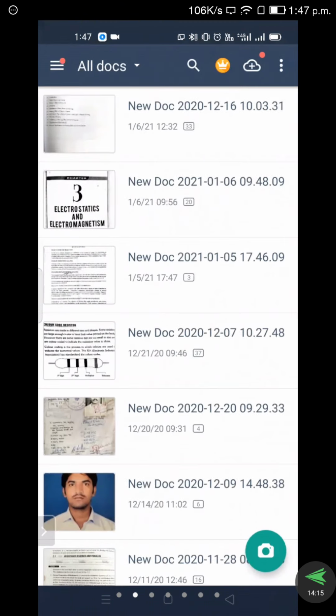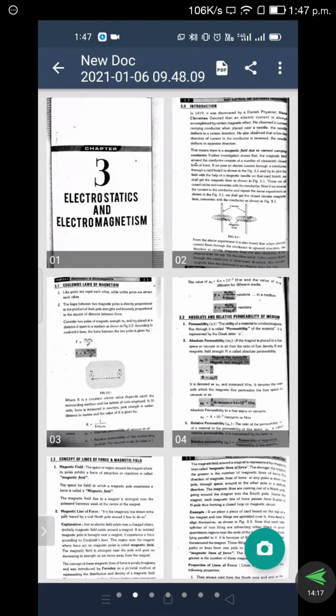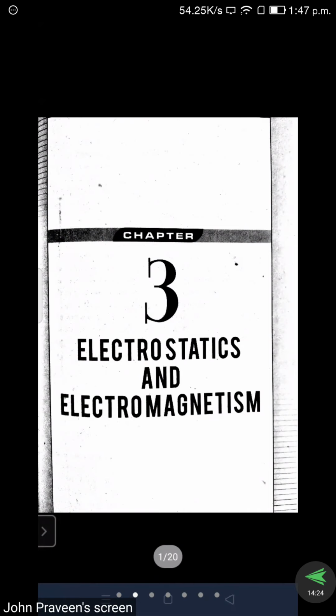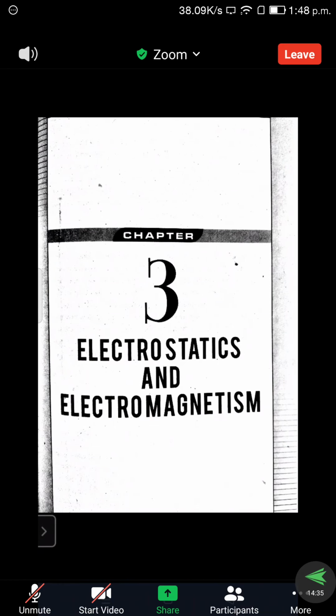Now today we will discuss the 3rd chapter, that is electrostatics and electromagnetism. The first chapter is completely the basics. We discussed atomic structure, then differences between AC and DC, what is power, what is current, what is energy. Those things were discussed in the first chapter. Then in the 2nd chapter, we discussed only resistors.